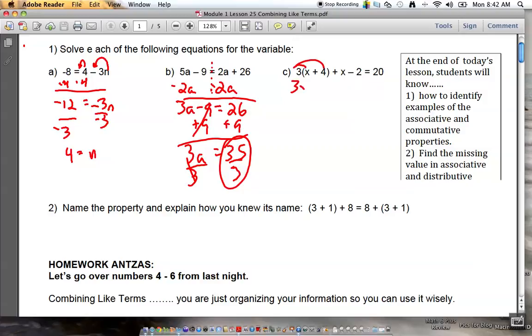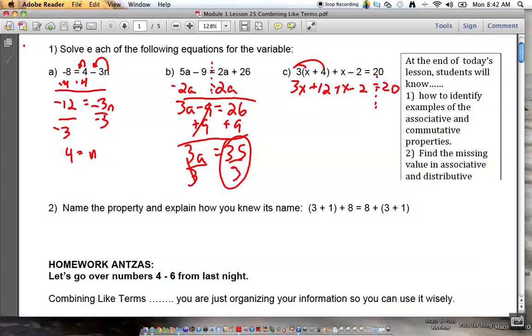Distribute the 3. 3x plus 12 plus x minus 2 equals 20. Now, I saw on the quiz, 1 or 2 of you, I think 2, do the following: minus x, minus x. What is wrong with that? They're on the same side. Again, here's my line through the equal sign. Same side?